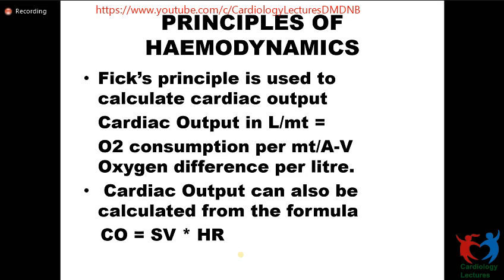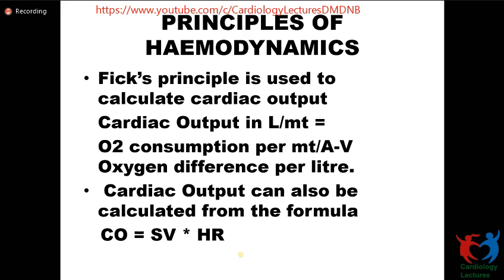What is the standard oxygen consumption per minute? Any one of you? 125 into body surface area, ml per meter square. Little more precise? Per kilogram body weight? 3.5 ml per kilogram body weight. So for a 70 kilogram man, the oxygen consumption per minute is around 250 ml.